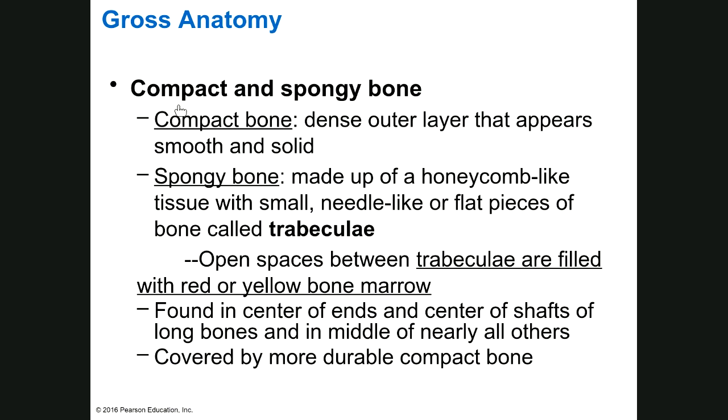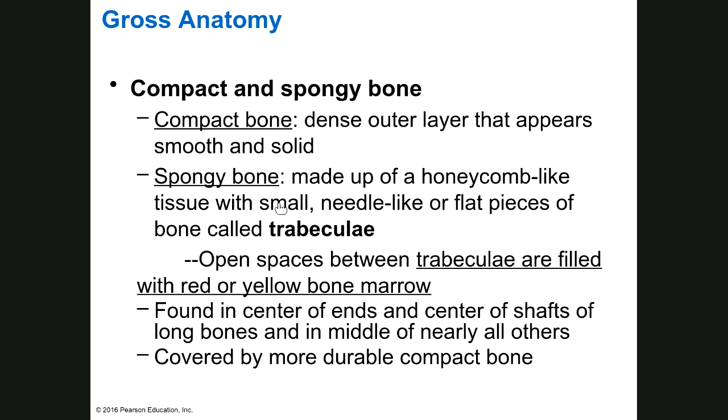So compact versus spongy bone. If we look at the bone inside and out, we can say that it is made of compact tissue or spongy. So compact bone is the outer layer. This is the outer part of the bone that you see. This part is very solid and smooth. The spongy bone is going to be inside the bone. Spongy bone is inside, and it looks like a honeycomb. That's why it's called spongy bone.